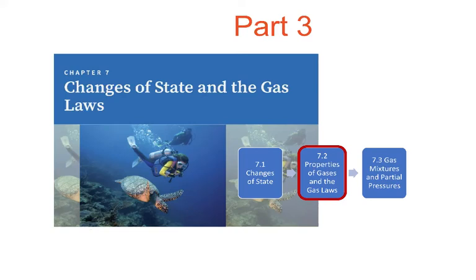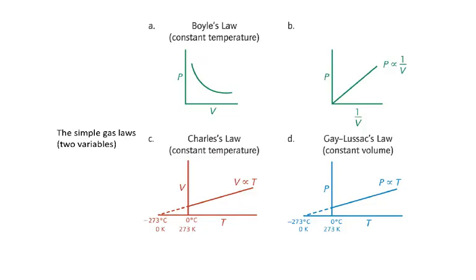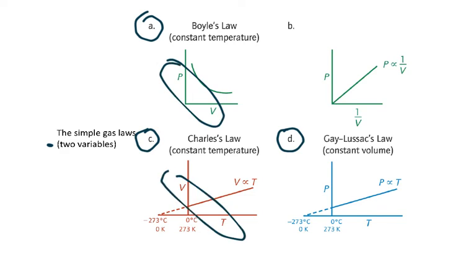All right. Hello, everybody. We're going to wrap up section 7.2 with part 3 here, talking about properties of gases and the gas laws. So we've made our way through 3 simple relationships. And we say simple because we're looking at 2 variables holding the other 2 constant. So PV, VT, and PT, right? So all of these options.